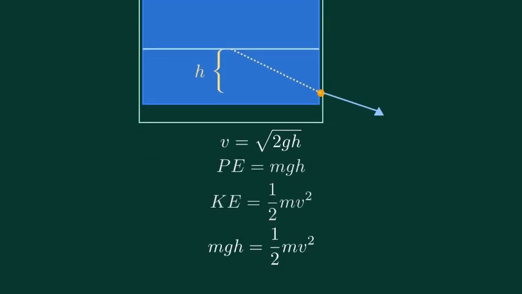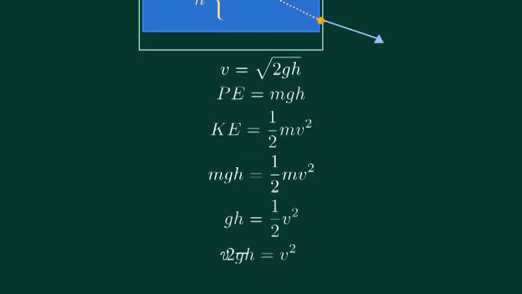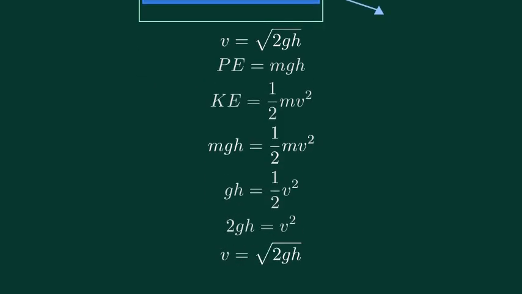Now we solve for v. The mass cancels out. Multiply both sides by 2. Take the square root to get the final formula.